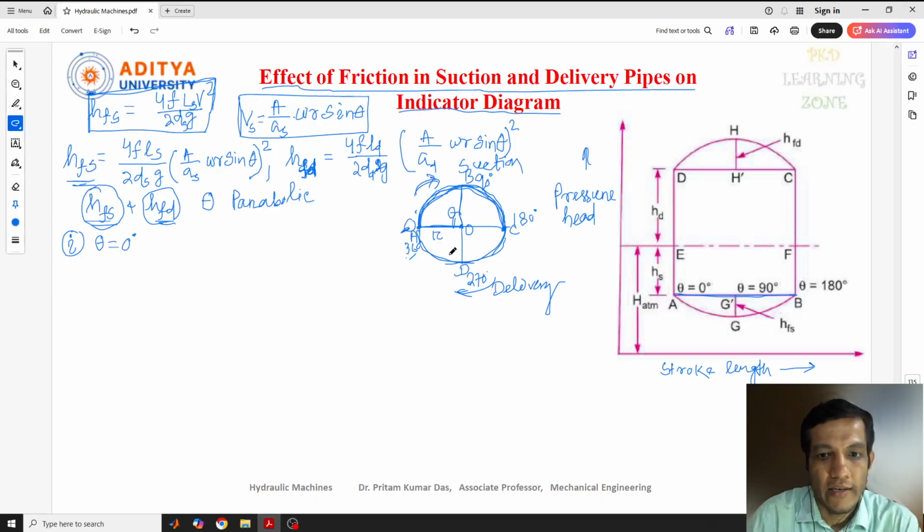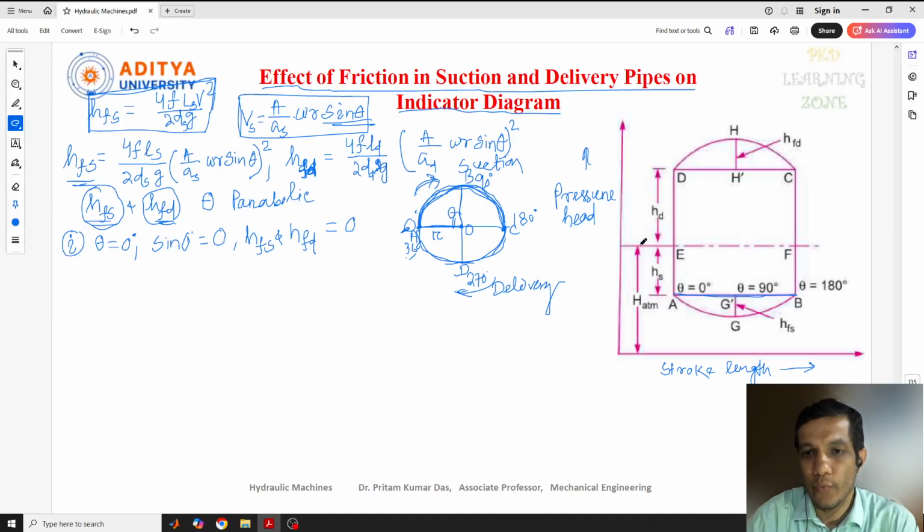So theta equals 0 degree at the beginning of the suction or delivery strokes. What about the value of sine theta? Because in the equation, sine theta is there. So sine 0 degree, we know that this is 0. If this is the 0 value, then for this condition our HFS and HFD both will be 0.